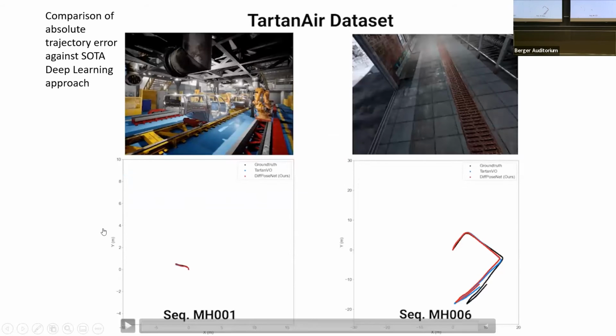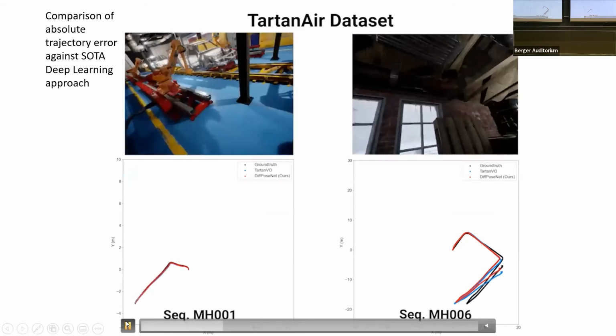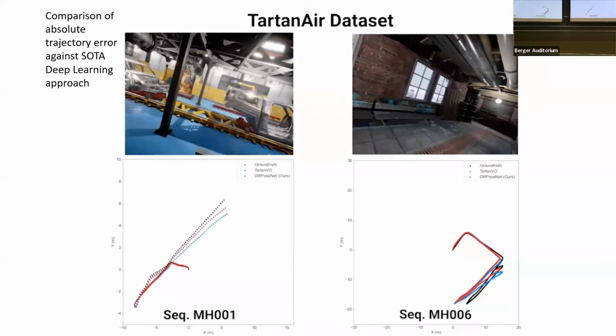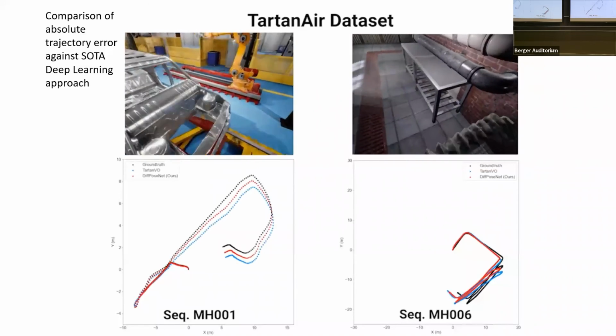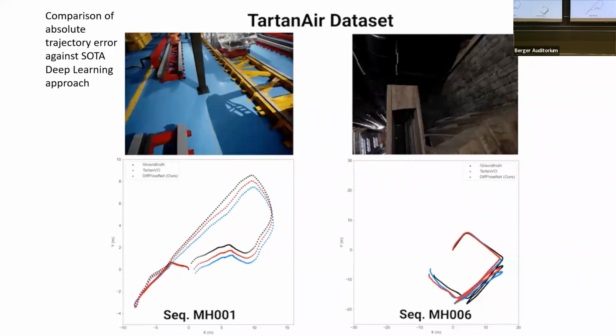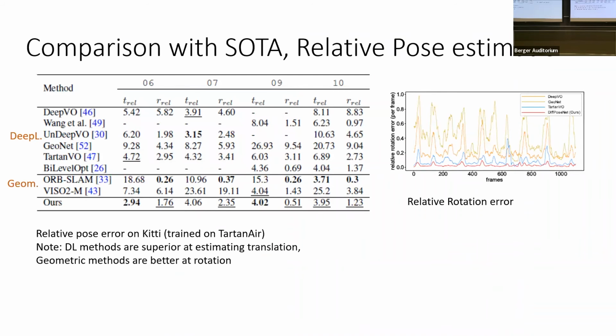Now here is a video showing the absolute trajectory against SOTA deep learning, TartanVO. And you will see our trajectory again is pretty good. It's the red one, which is more accurate than the black one. And now to some results. Here is a result of the relative pose estimation against state of the art.